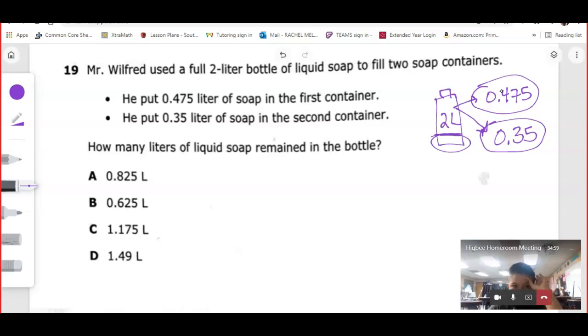Add what? Okay, I want everybody to stop and say these numbers with me. I'm going to say it and I want you to repeat it. This number, we say this as 475 thousandths. So repeat after me, 475 thousandths. 475 thousandths. Okay, this number, we say 35 hundredths. Okay, thank you. We don't say 0 and.